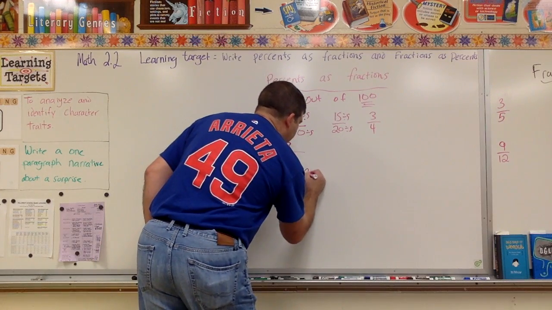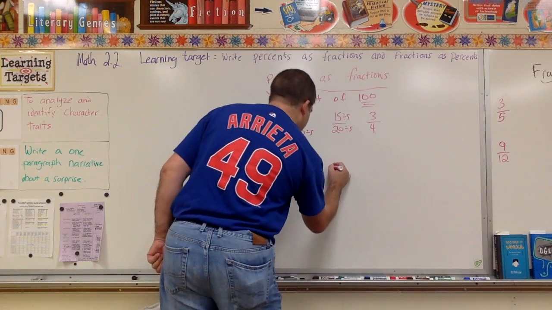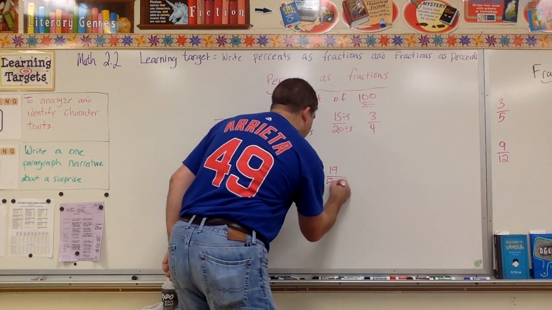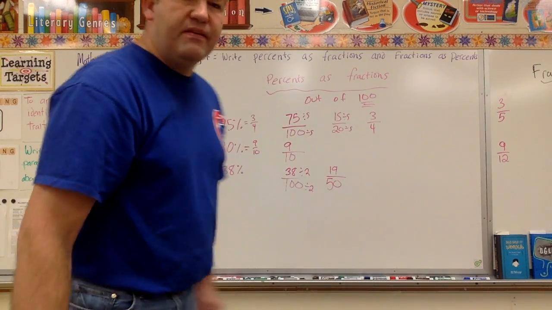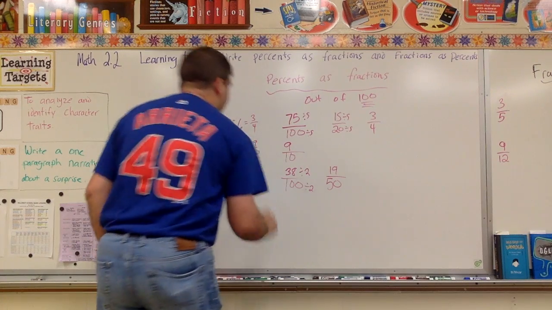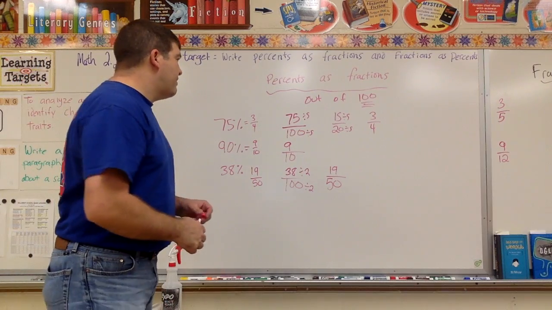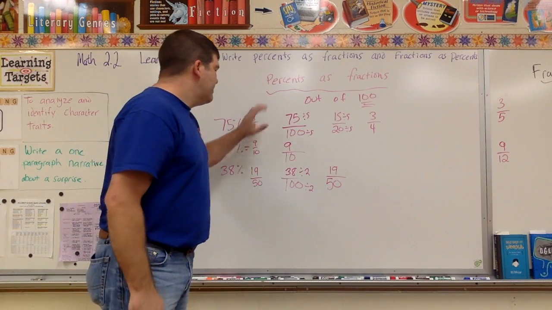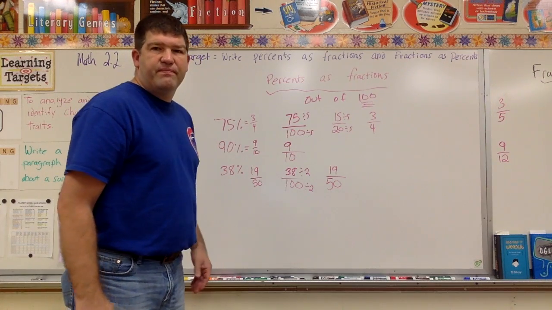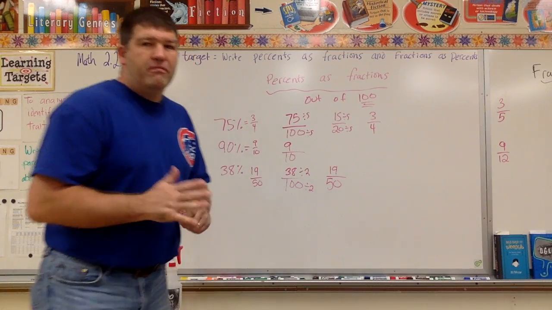All right, 38 over 100. I see they're both even, and cut them in half. That is 19, and that is 50. 19/50. And I can't go any smaller. Okay? So that is how you take a percent and put it into a fraction. It's just out of 100. The percent out of 100.